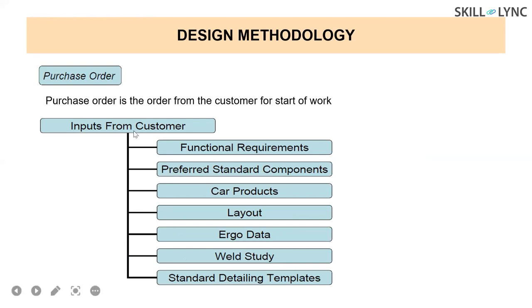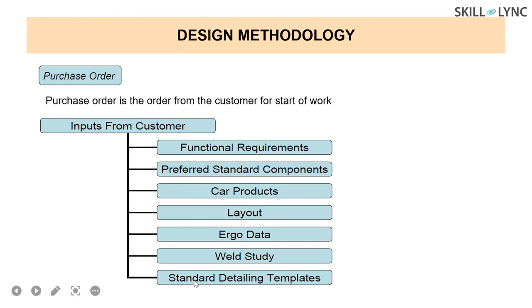Okay. Second one, inputs from the customer. What are the inputs required? So we'll be requiring further inputs from the customer related to functional requirements. What is the functional requirement of the particular component? What is the preferred standards? Which standard am I going to follow? What are the different core products it is going to have? What is the layout of the particular component? What is the ergonomics data for the particular component? What is the weld study? How am I going to perform the welding? What are the different weldings I'm going to perform? So these things need to have detail.